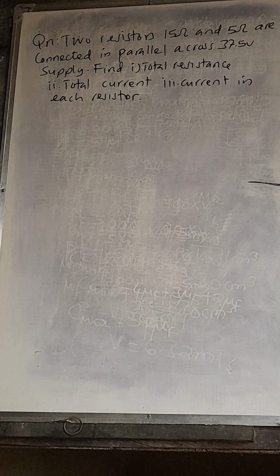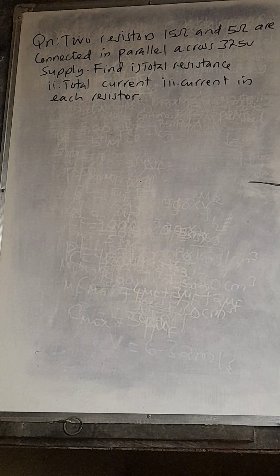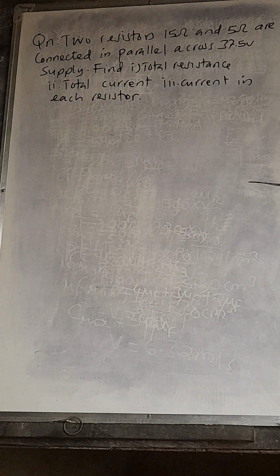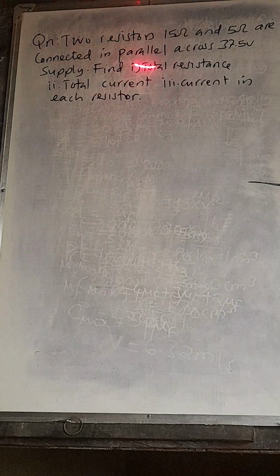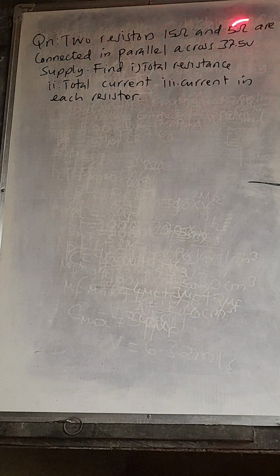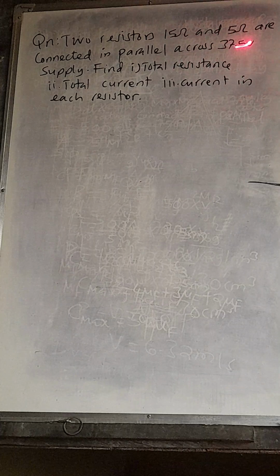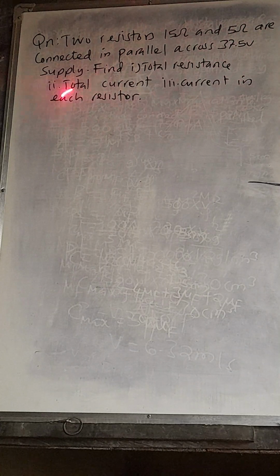Welcome to another question, which is very important. You're supposed to know how we can deal with these important materials. You're told there are two resistors, 15 ohms and 5 ohms, connected in parallel across a 37.5 volts supply. Find the total resistance, total current, as well as current in each resistor. So, the solution to this question.